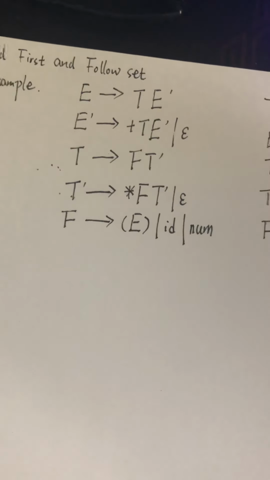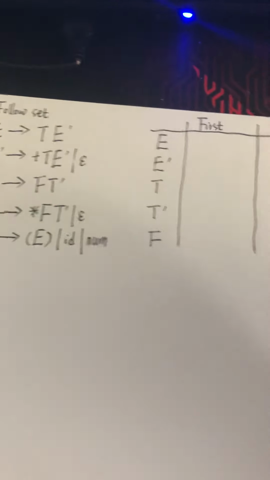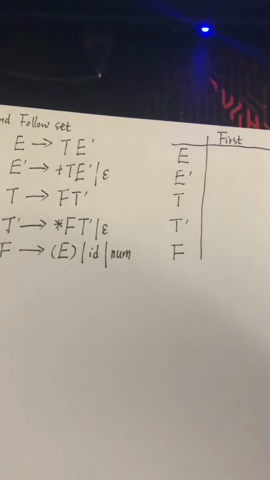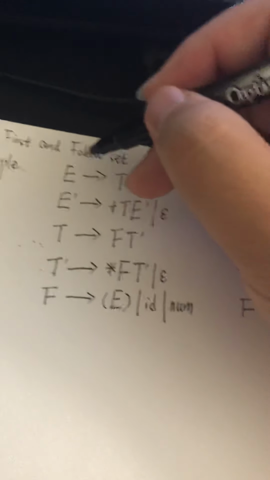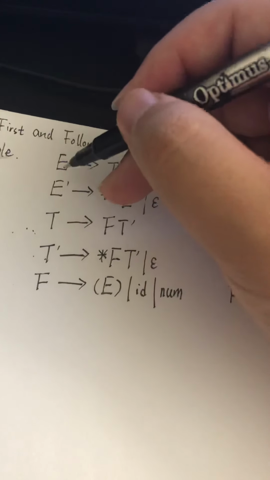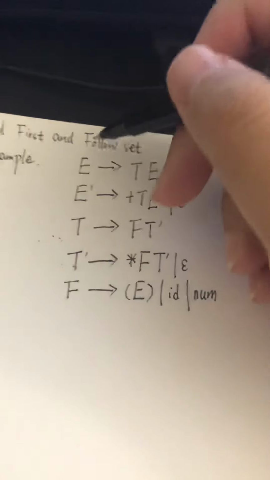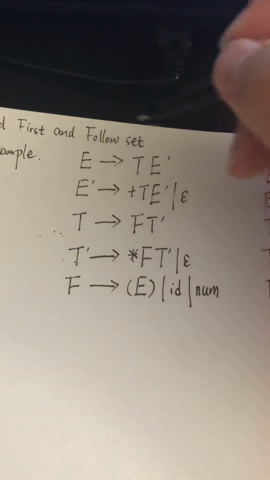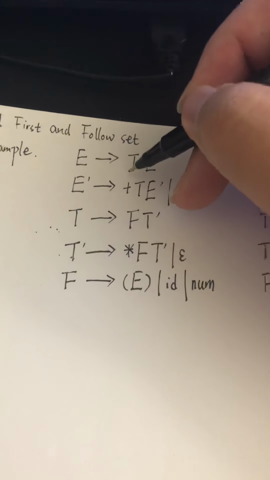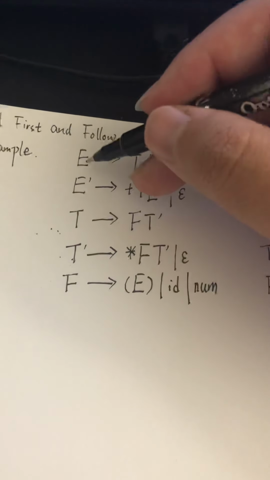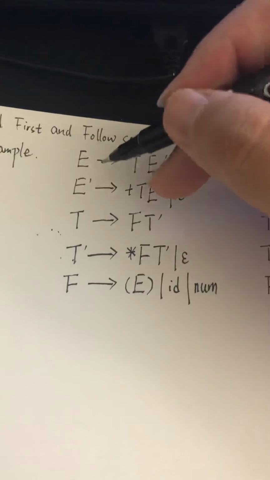notebooks. So the first step we need to get is the first set. So how to get the first set? At first we see the E here, the non-terminal E is the start symbol. So we begin here. What is the first of E? We check here. First of E is the first of T. So first of E is equal to first of T because they both are non-terminals.